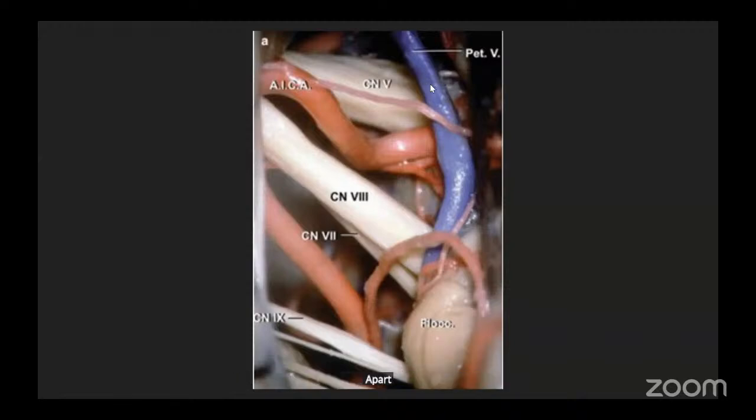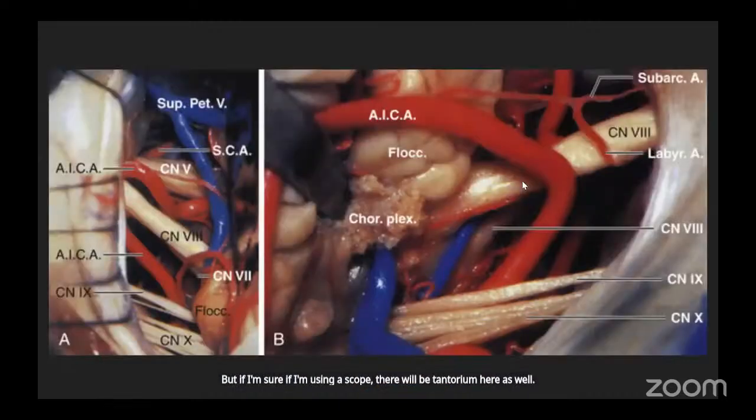Apart from that, we have the superior petrosal vein, which was a very interesting point of discussion in our previous sessions. This is our superior limit, and I cannot see it on my screen, but I'm sure if I'm using a scope, there will be tentorium here as well. This is another image, cadaveric, obviously, of the CP angle. You can see all the anatomy very beautifully.